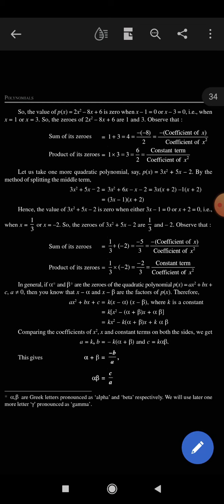Let us take one more quadratic polynomial, say p(x) is equal to 3x square plus 5x minus 2. By the method of splitting the middle term, 3x square plus 5x minus 2 is equal to 3x square plus 6x minus x minus 2, which is equal to 3x(x plus 2) minus 1(x plus 2), which is equal to (3x minus 1)(x plus 2).